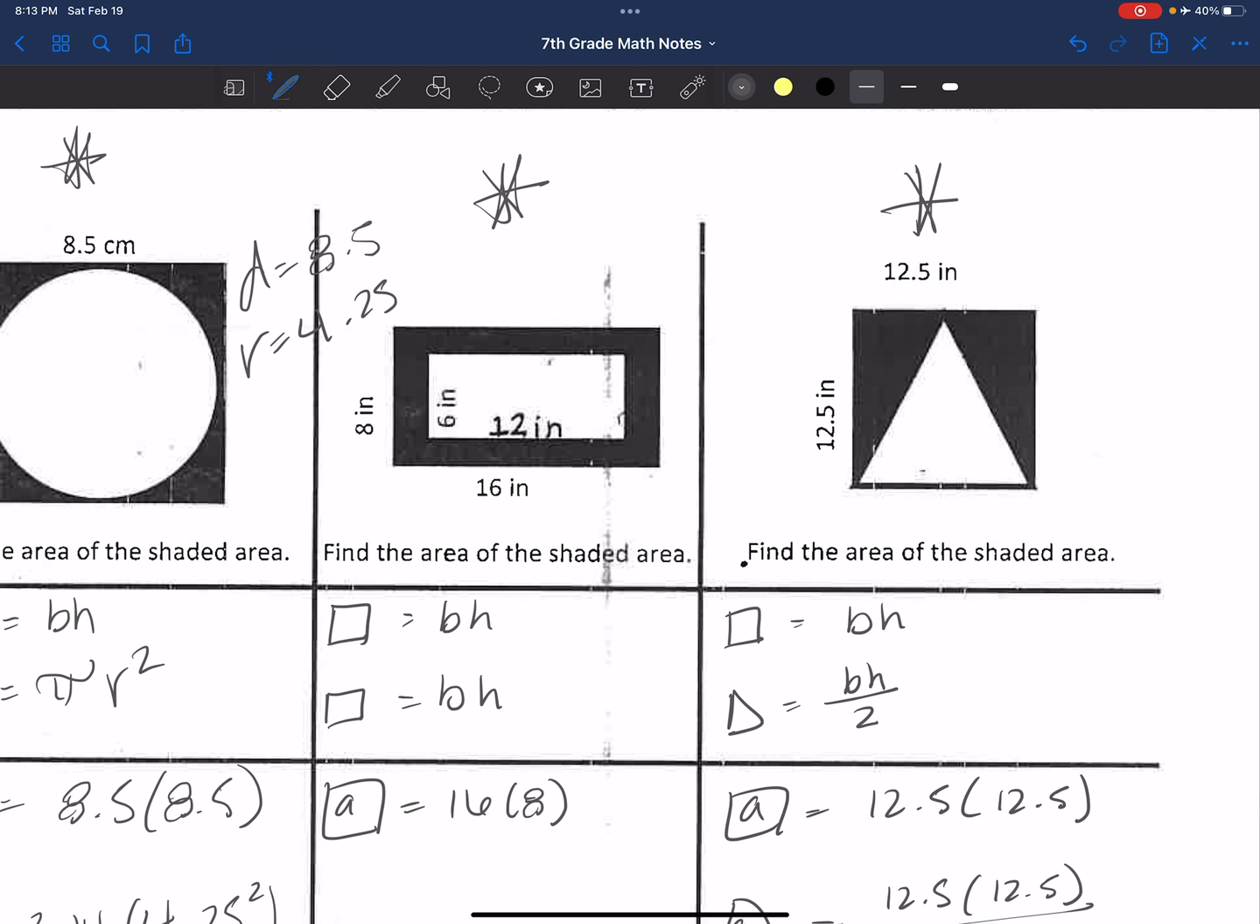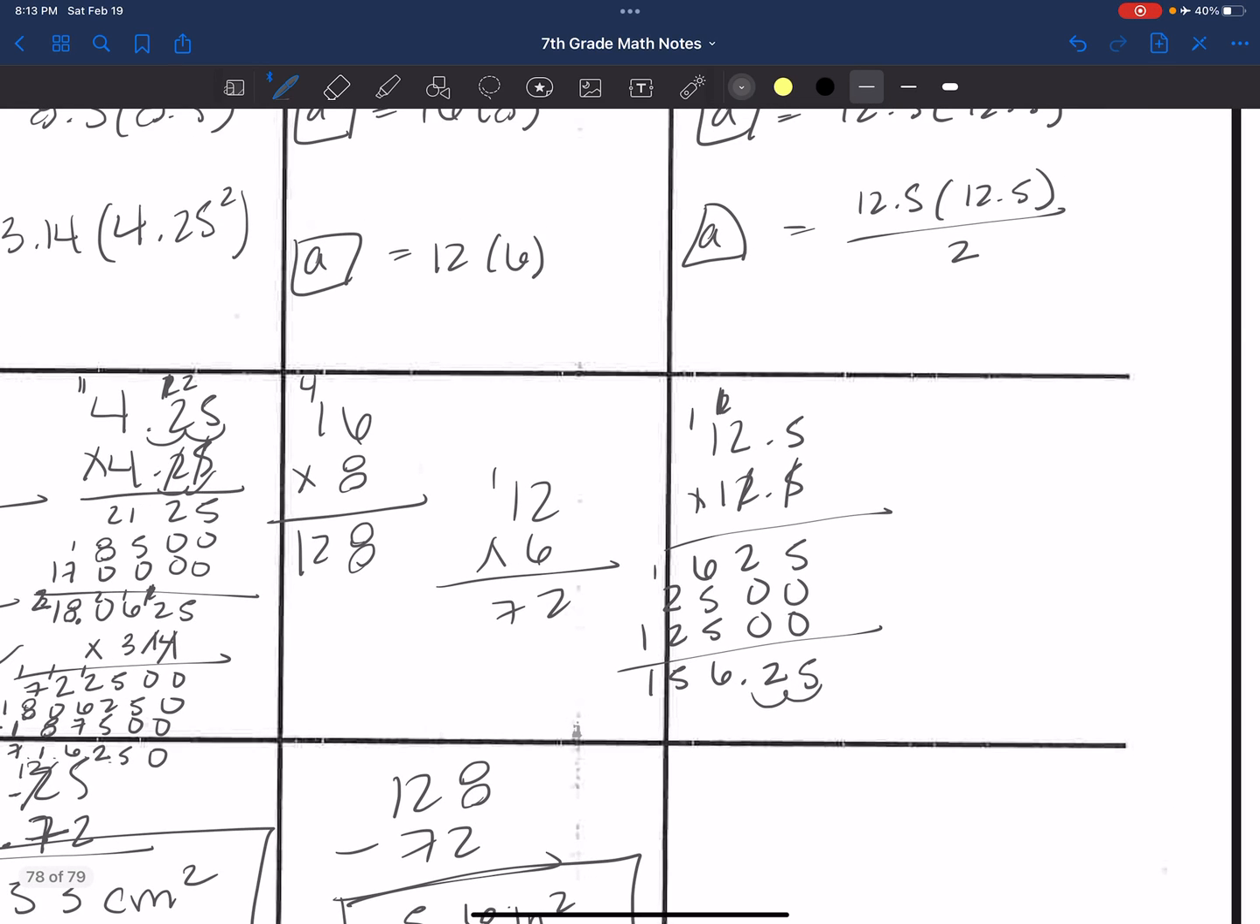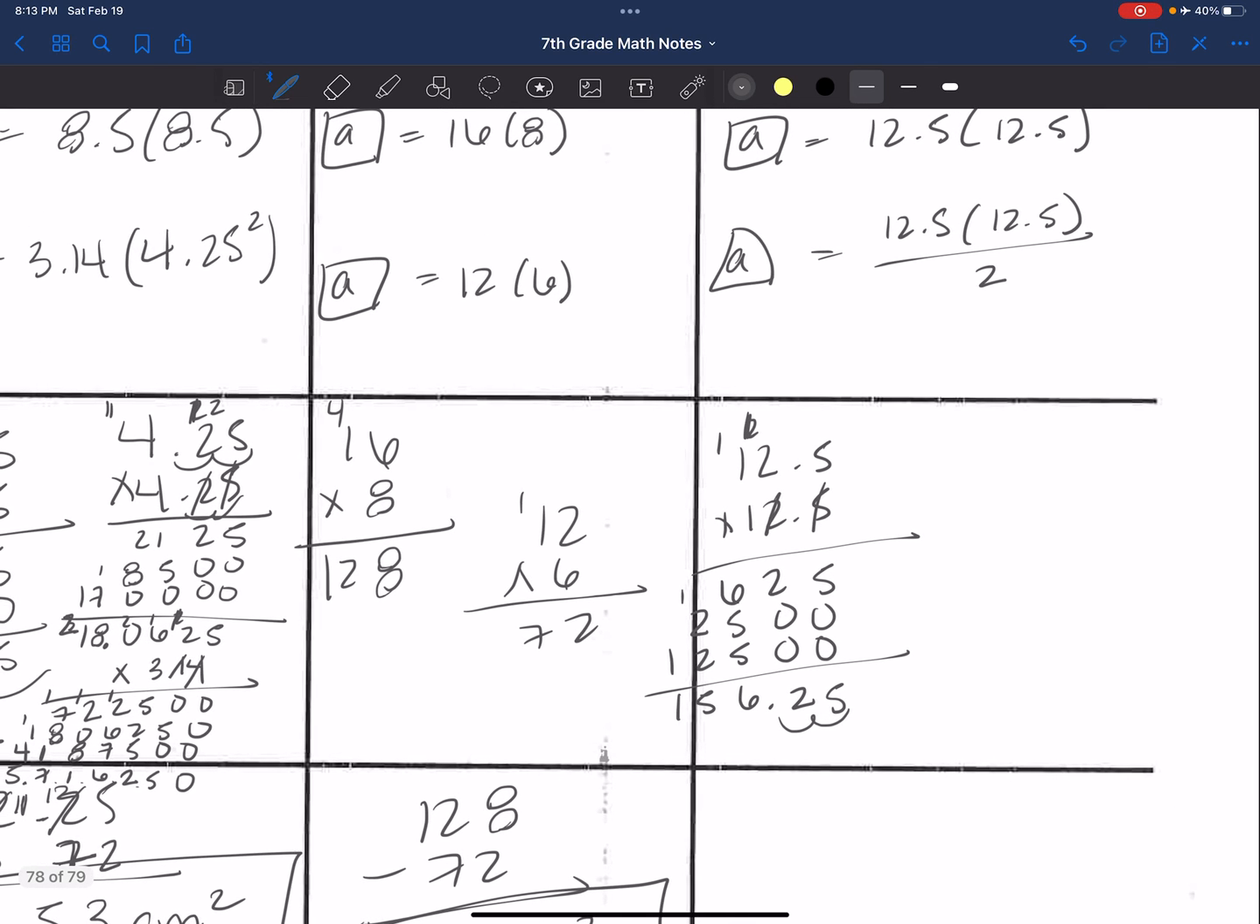Now I'm going to cut 156.25 because look, the square is 12.5 by 12.5. I found the area of the entire square, and I know all triangles are half of rectangles or squares. So I'm just going to take half of 156.25, and that's going to be the area of my triangle.